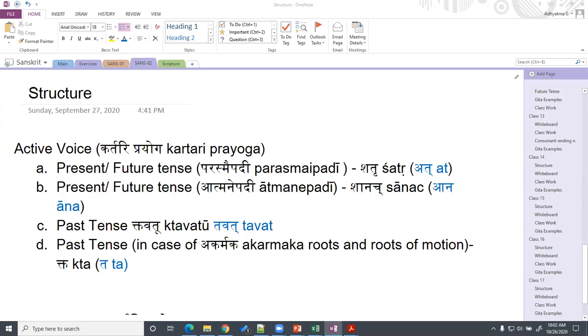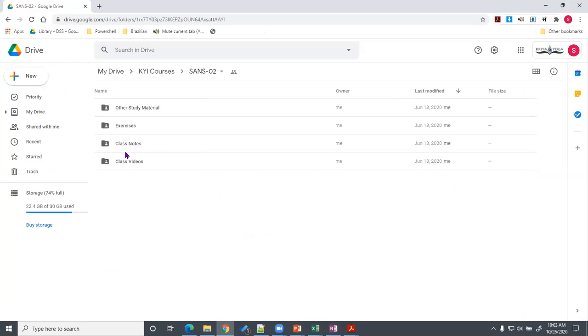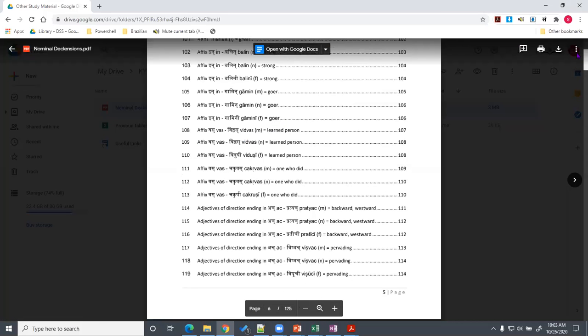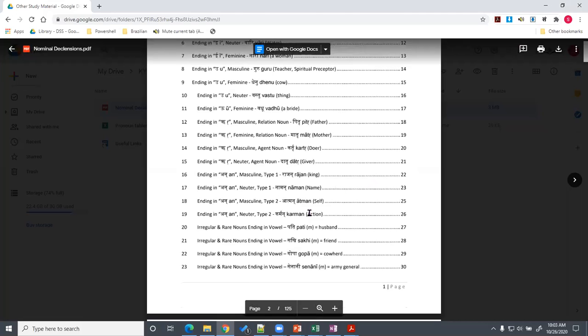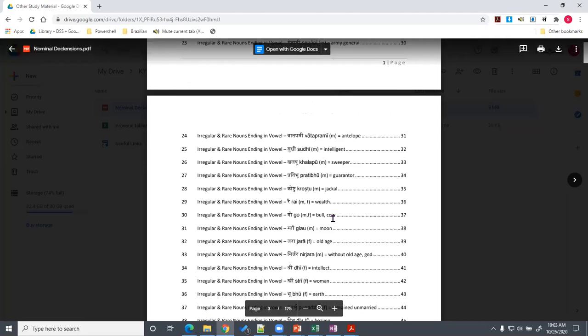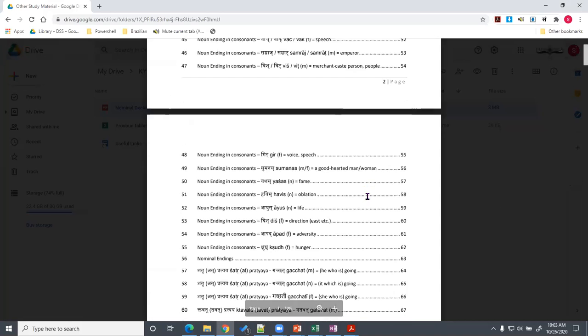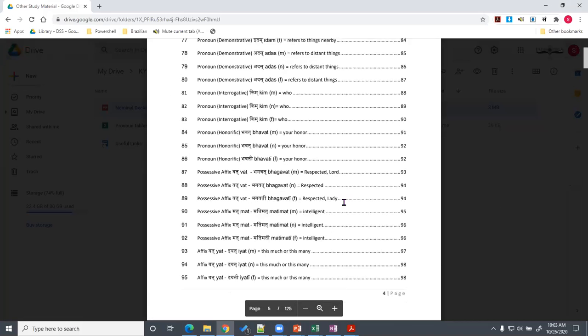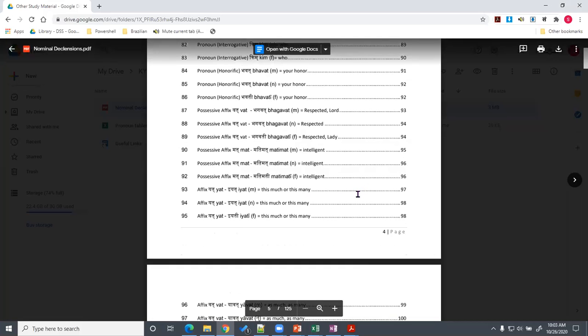So Tapasyananji just sent a message that the updated nominal declensions table is uploaded. So he is faster than I am here. Here is the other study material, and this is the nominal declensions table. You can imagine the amount of work he has put in: 125 pages of nominal tables along with the index. So you could just look up which particular form you want to see and refer to that particular page. It's a wonderful work, a very good reference book for any of you.